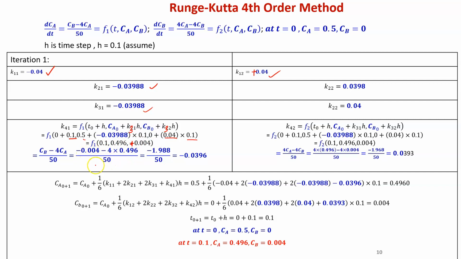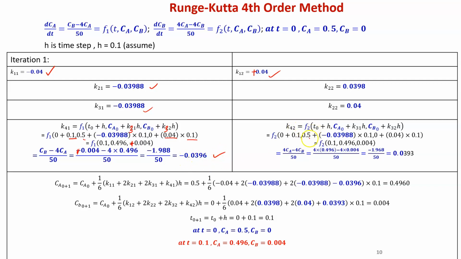Now if we put together, CB will be like that. This is not minus, this is plus. And minus 4 into 0.496 by 50. So if we do that, ultimately we will get 1.988 by 50, so that is minus 0.0396.